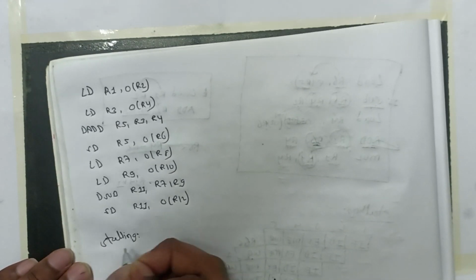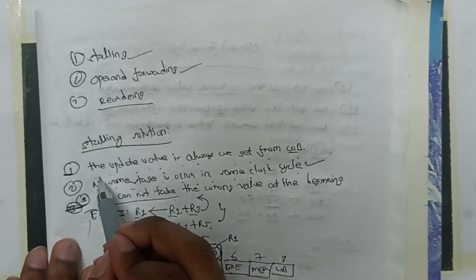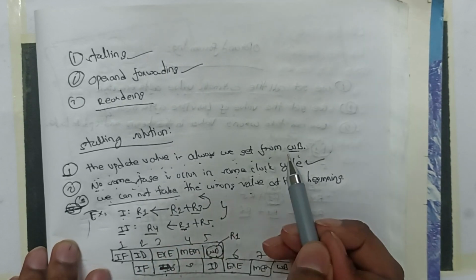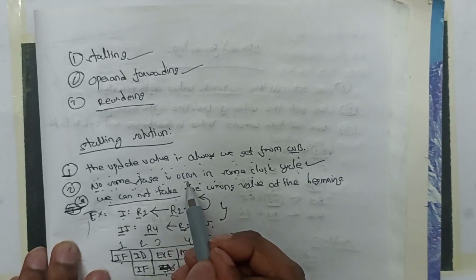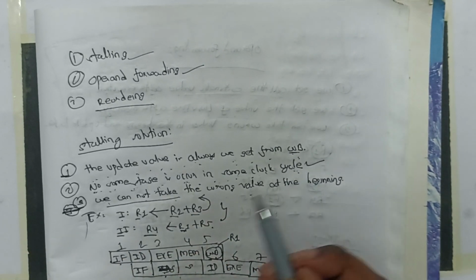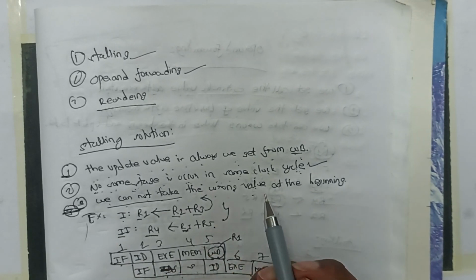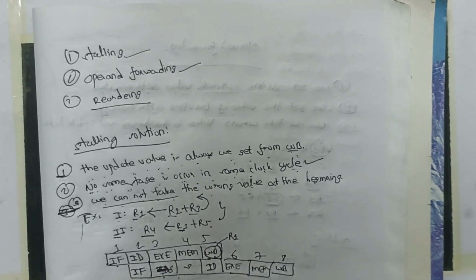Stalling. Before solving the question, remember three things which I told in the previous video. The first one is the operated value we always get from the write back. No same stage occurs in the same clock cycle. We cannot take the wrong value at the beginning during the stalling. Okay, let's solve by remembering these three points in mind.